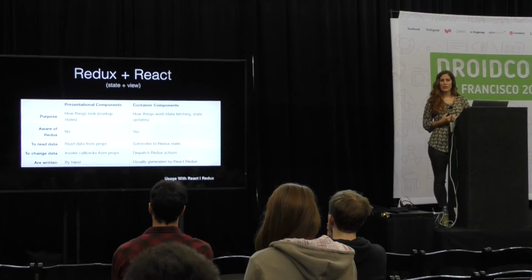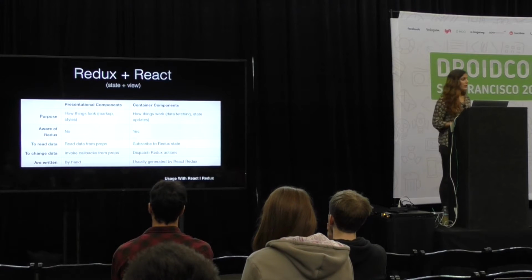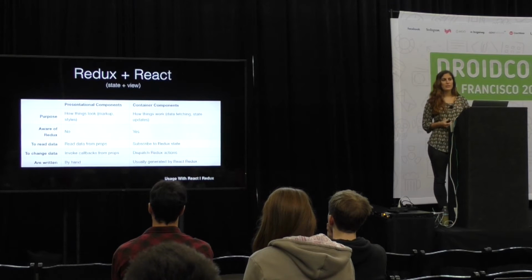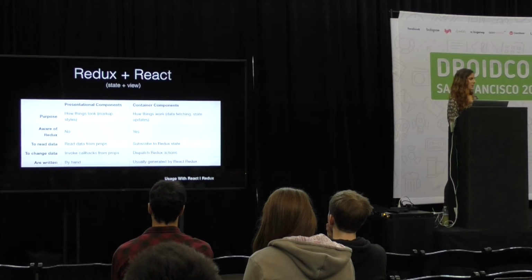Presentation components have no idea what Redux is. They don't need to. They get all of their information from props, whereas the container components actually do know about Redux, and they are generating the data that the presentation components use to render themselves. So this is how those mesh.